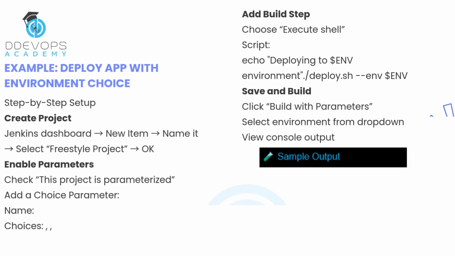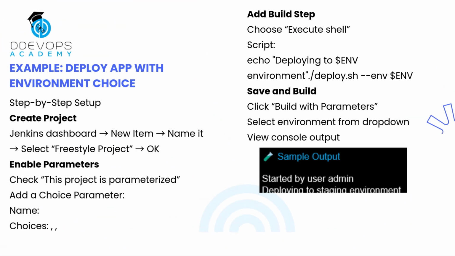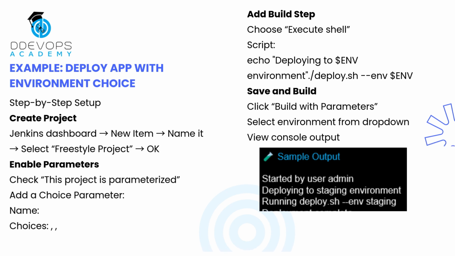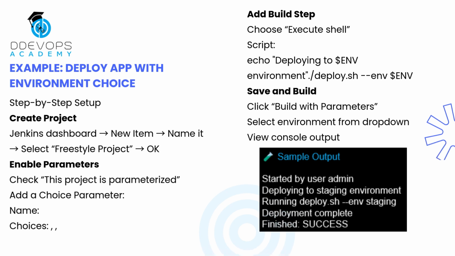With Jenkins, you can deploy apps to different environments using parameters. Create a Freestyle project, enable parameters, and add a choice for dev, staging, or prod. Add a shell step that runs the deploy script with the selected environment. Save, build with parameters, and Jenkins handles the deployment automatically.